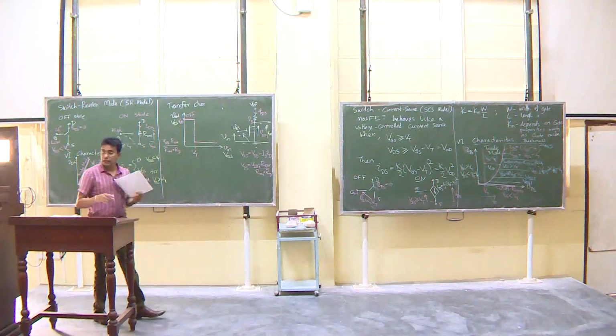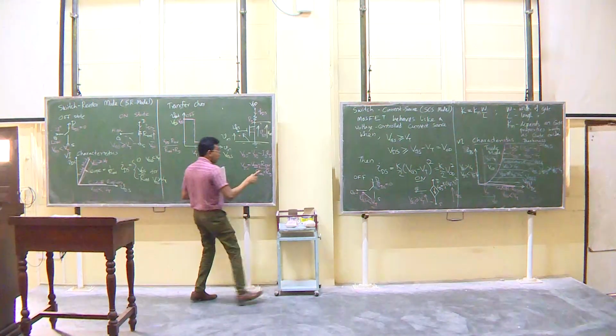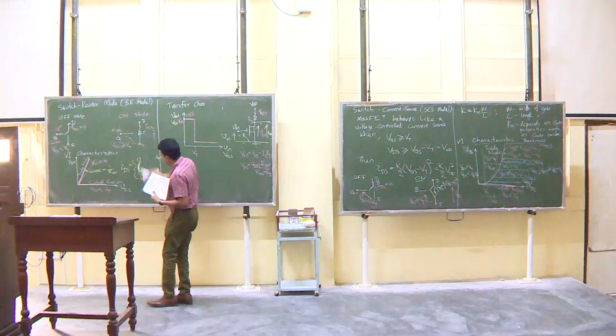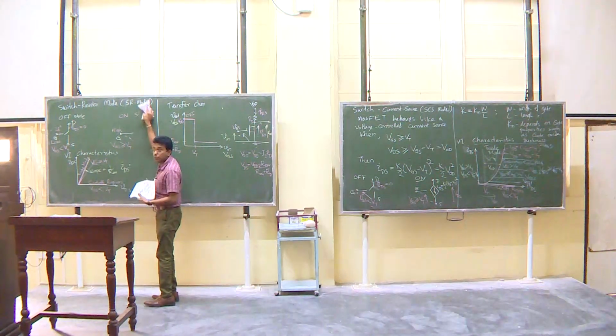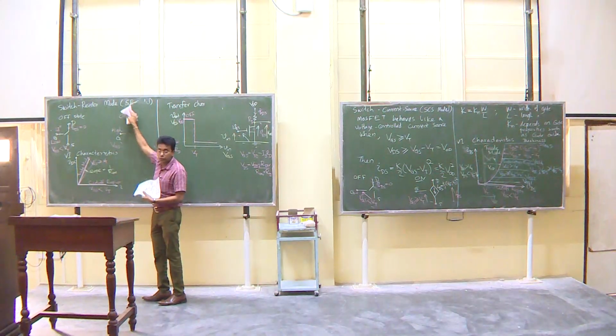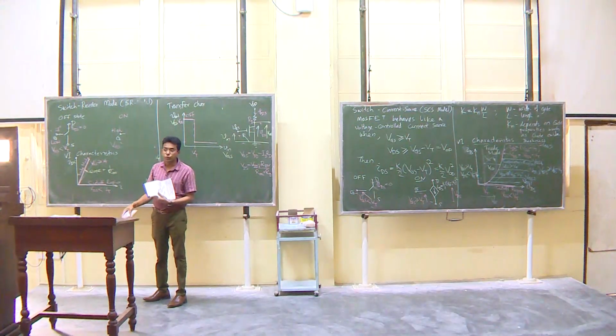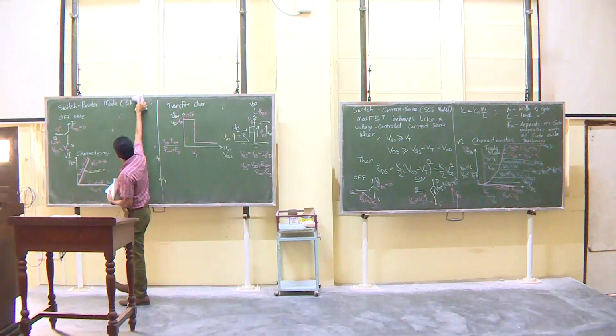Right, hopefully that is clear. Any questions? Clear? All right, let's move on. So, we looked at the input output characteristics. The next thing that we are interested in is the transfer characteristics. We looked at the VI characteristics. The next one is the input output characteristics, the transfer characteristics.